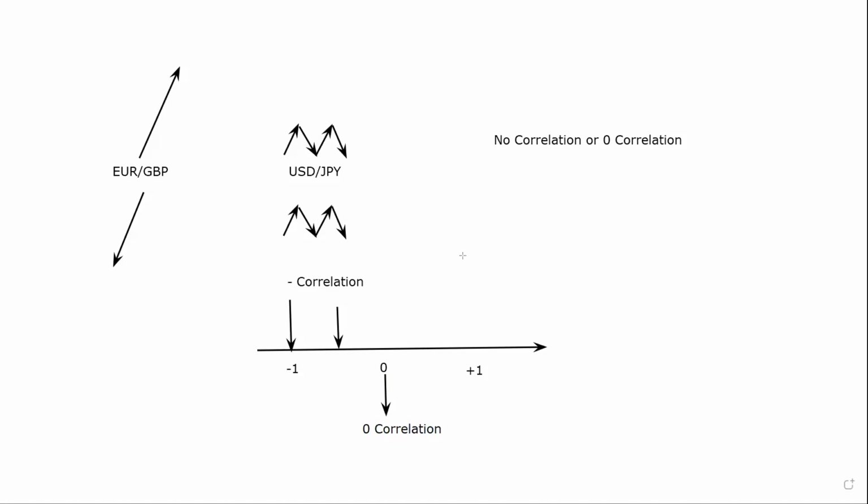If the correlation index is between 0 and +1 or at +1, we call this positive correlation. Okay, very simple to understand. I hope you have got the point about negative and positive correlations, and even the no correlation or zero correlation. Okay, let me show you the correlations on chart.